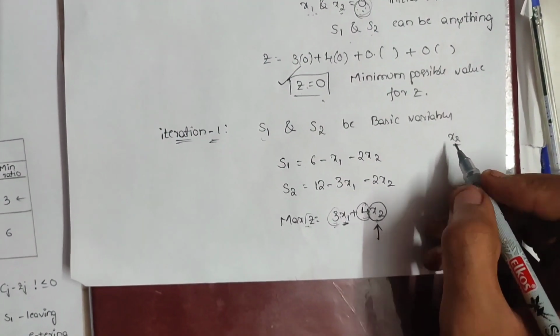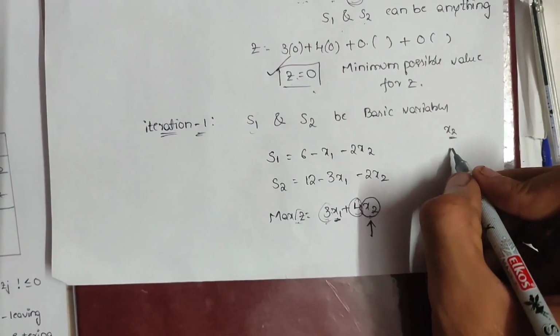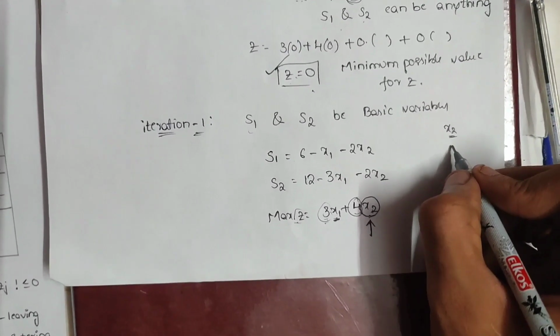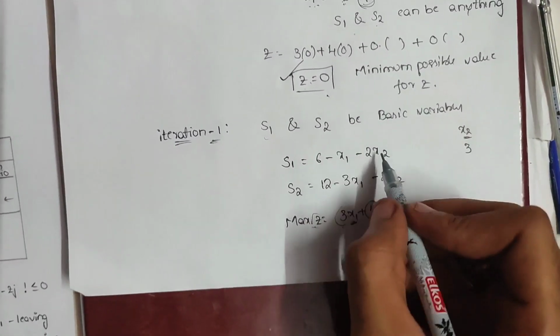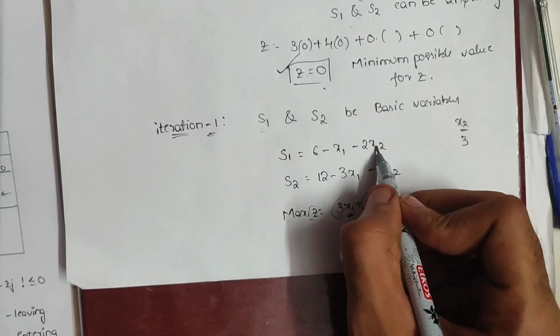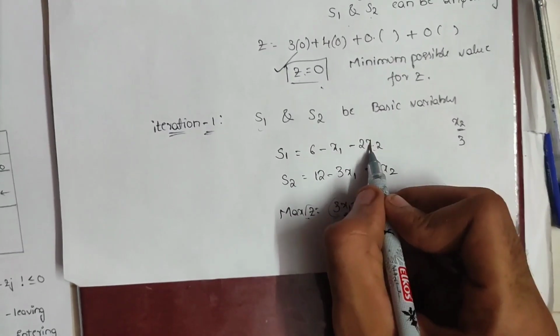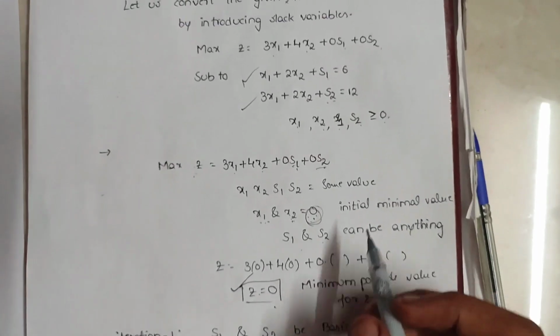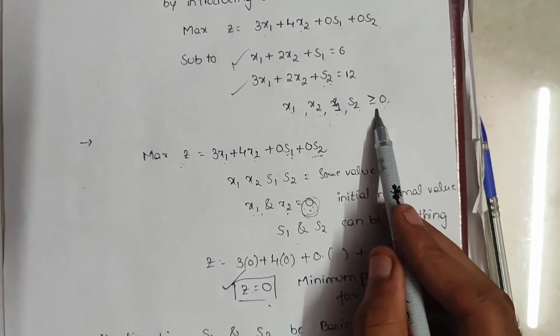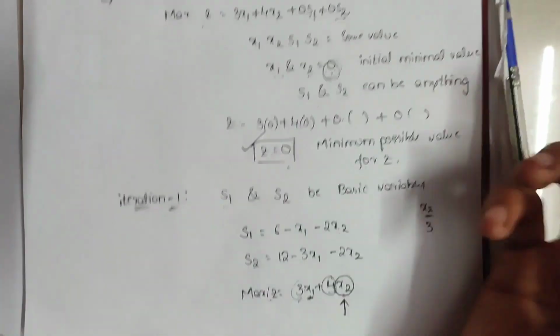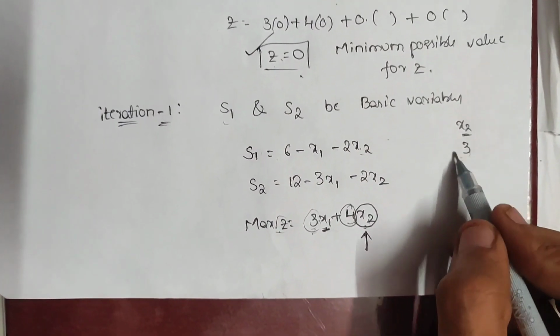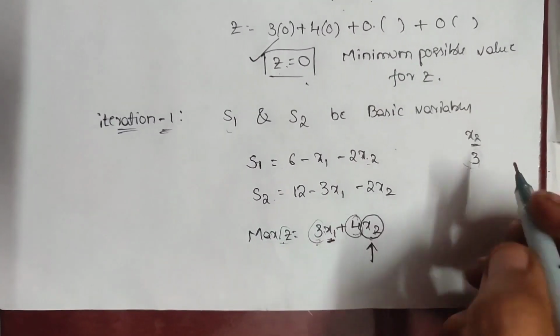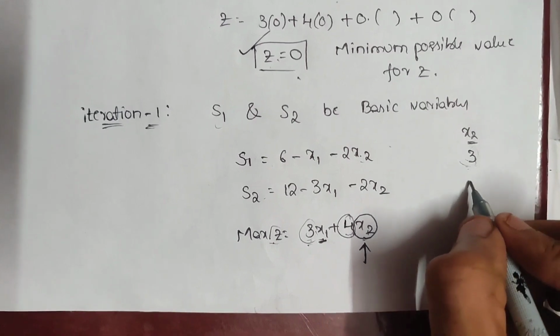So here the maximum possible value of x2 is 3. If we place the value 3 here and 0 here, this will be 6 minus 6, so s1 will be 0. The least possible value of s1 is 0 according to the constraints. So the maximum possible value of x2 is 3. Here the maximum possible value of x2 is 6.